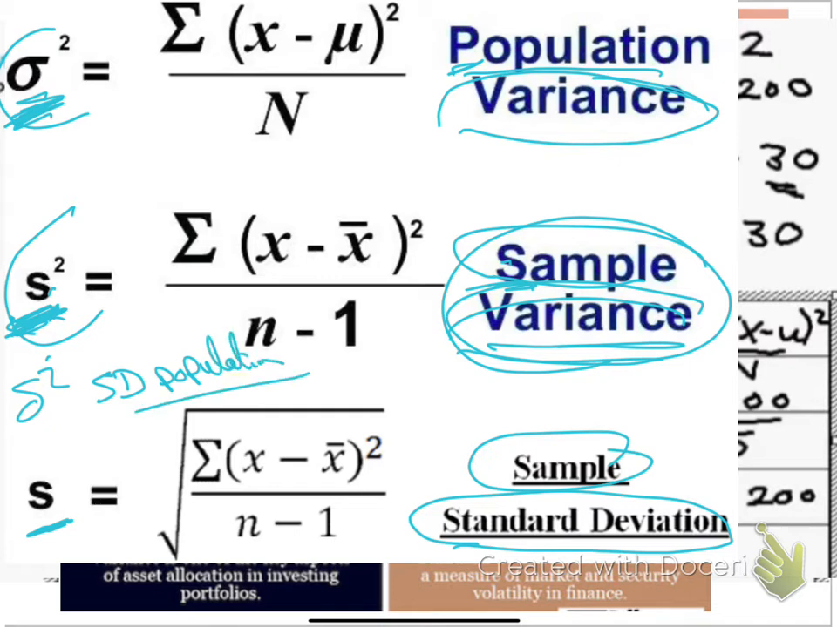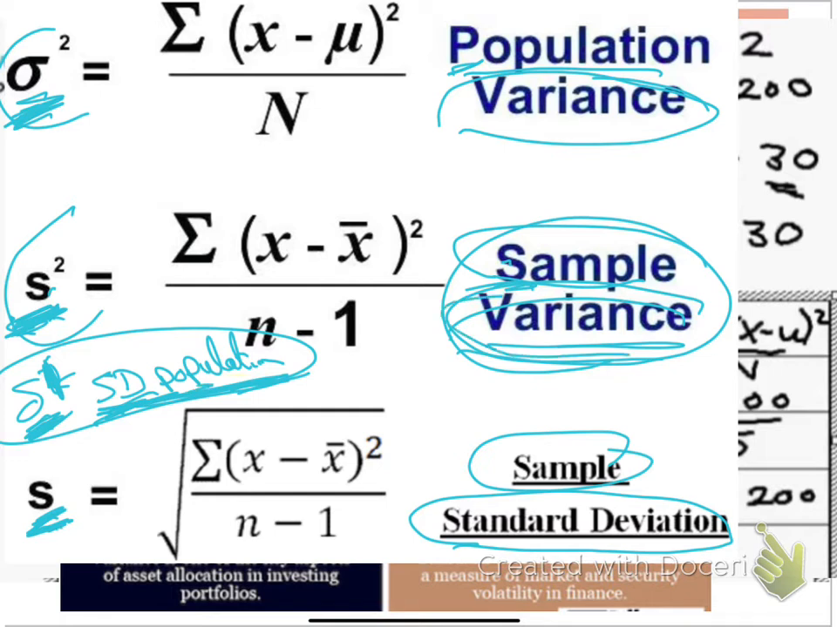Okay, so anything for population will be sigma. Sorry, this is sigma only, not sigma squared. So standard deviation for population is sigma. Standard deviation for sample is S. Okay, so any standard deviation doesn't have a square. It will be either sigma or S. If it is for population, it will be sigma. If it is for sample, it will be S.